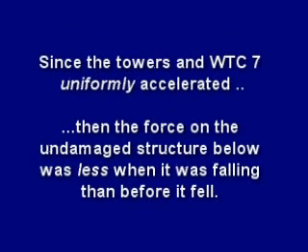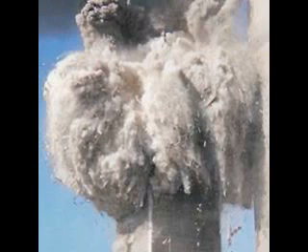Since the towers in World Trade Center 7 uniformly accelerate, then the force on the undamaged structure below was less when it was falling than before it fell, especially since the towers were designed with large safety factors and much of the structure was blown outside the footprint and away from the lower undamaged structure.